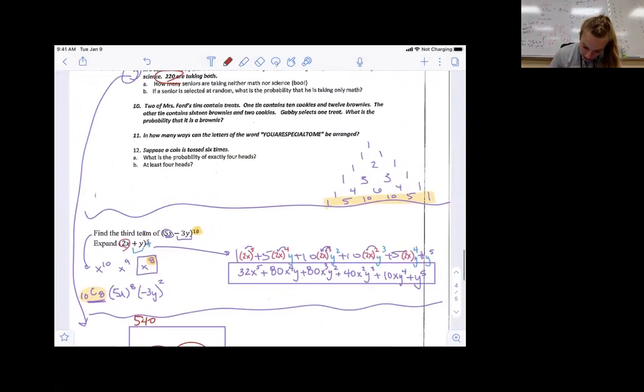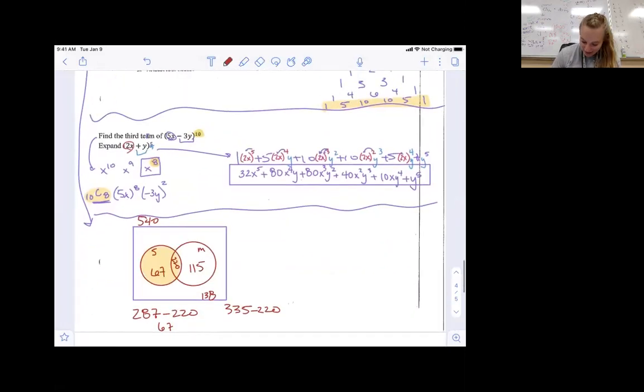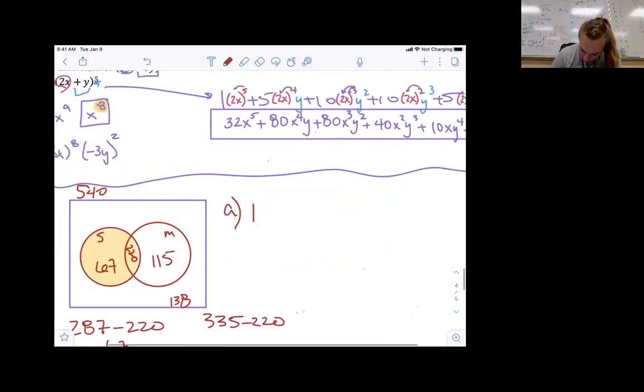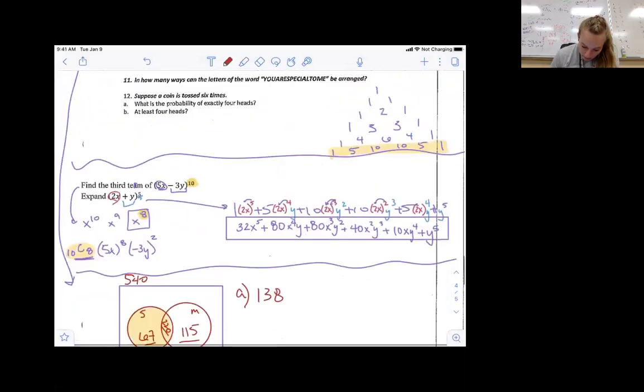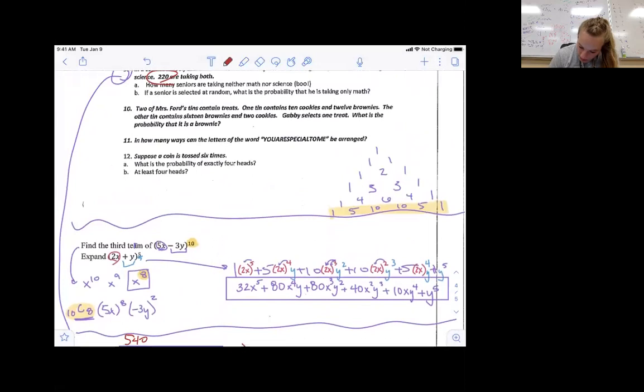Okay. How many seniors are taking neither math or science? Oh, thank God we just found that, right? Letter A is 138. And again, we added everything up and we subtracted from 540.